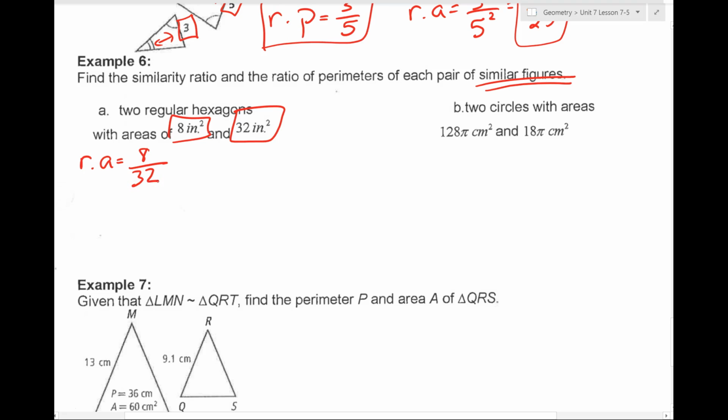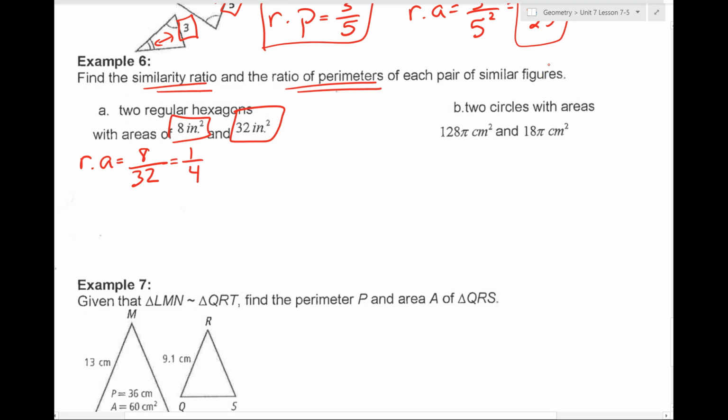Put that as A over 32. And then you can simplify it down. And my friends, always give fractions in simplest form. So always reduce it. So you're going to get the ratio of area as 1/4. But notice I'm not looking for that. I'm looking for the similarity ratio and the ratio of perimeters.